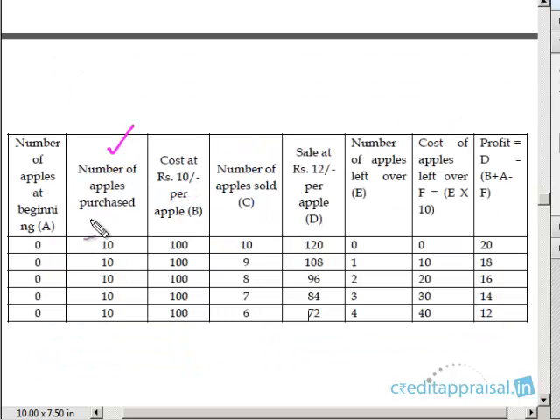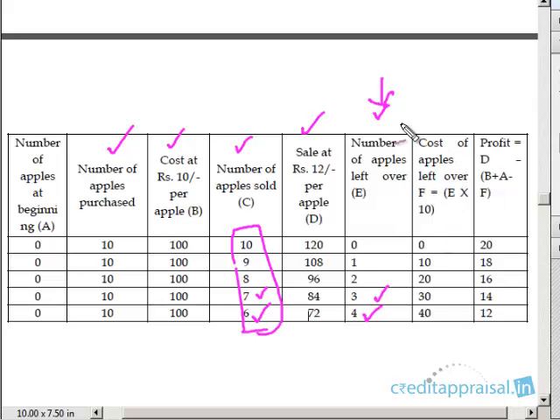So see here. This is the apples purchased, 10 in all cases. This is the cost, 100 in all cases. Number of apples sold, sale. So number of apples left over. Since we could sell only this number of apples, let us take the last case. We sold only 6 apples, so the number of apples left over was 4, 10 minus 6. In this case, 10 minus 7, 3. So this column tells the number of apples left over.